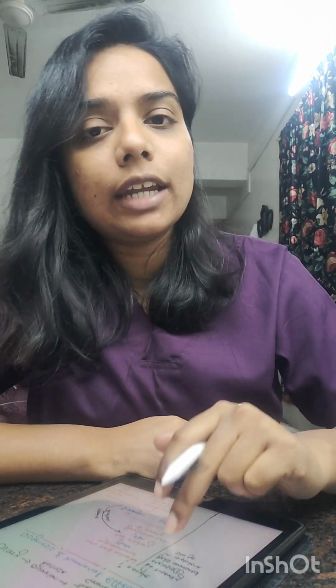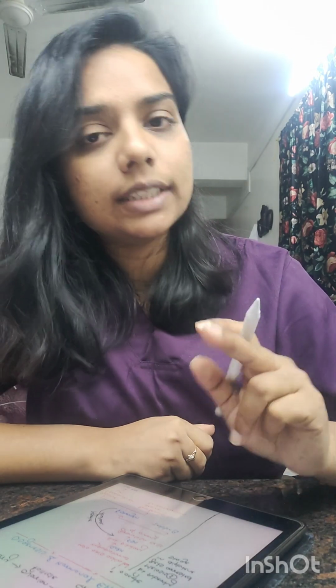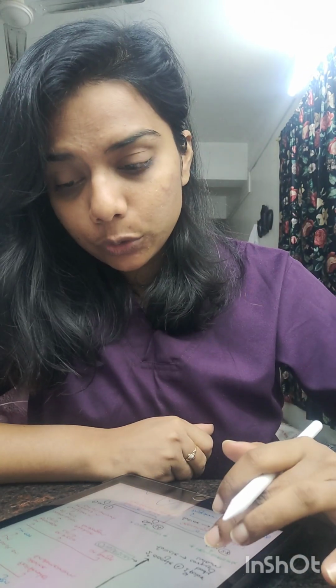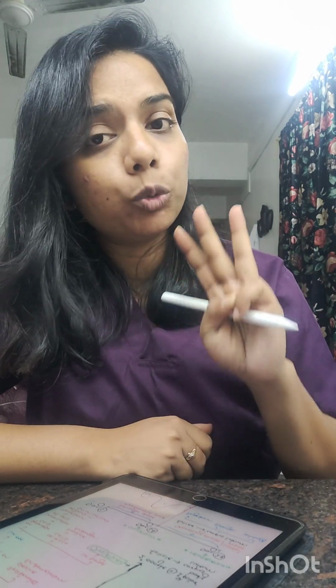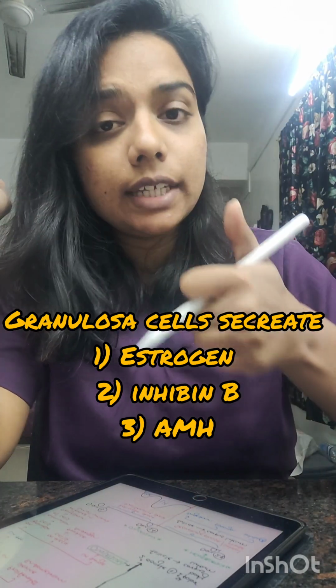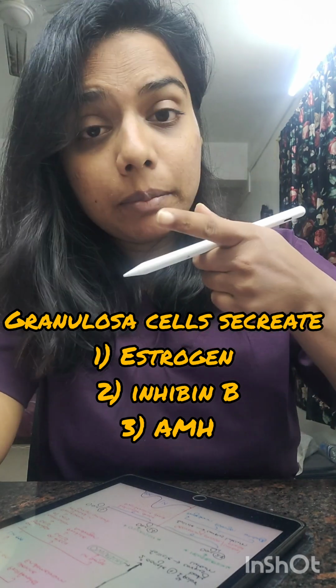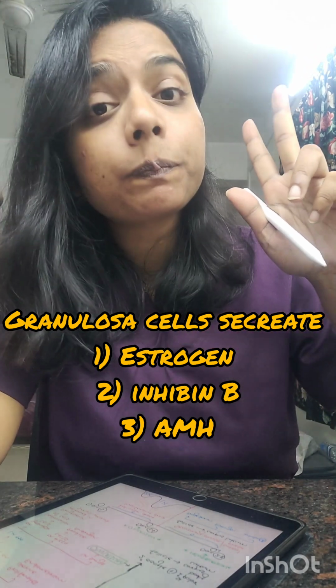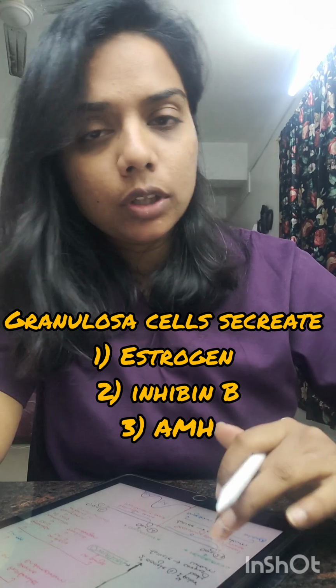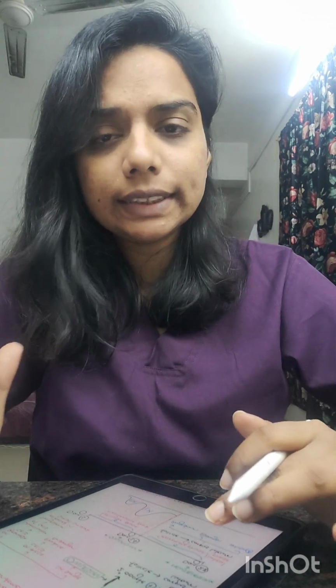Yes, right now only. In the ovarian follicle we have the granulosa cell, and on this granulosa cell the FSH is going to act, and the granulosa cell of the ovary is going to secrete three very important hormones for us. The first one is estrogen, the second one is inhibin B, and the third one is anti-Mullerian hormone. All these hormones have very significant actions in our body. So let's see one by one.